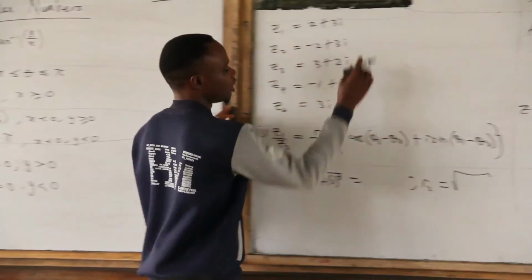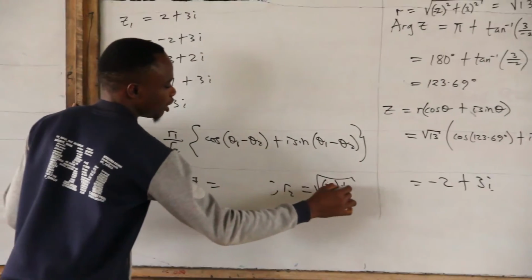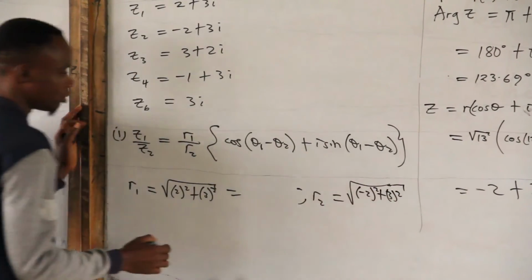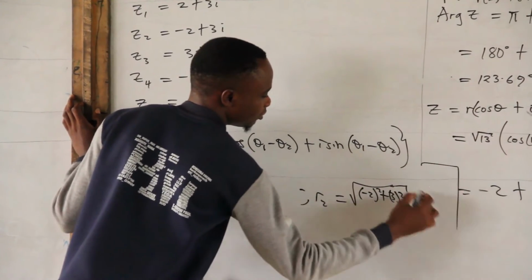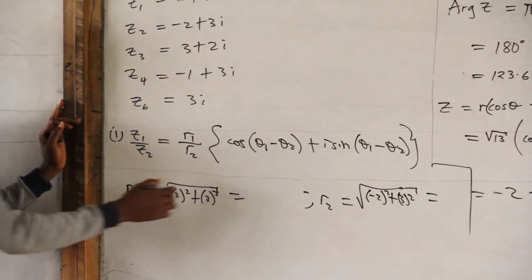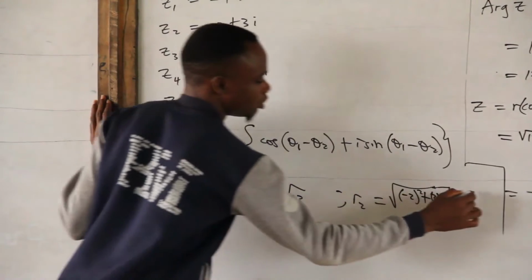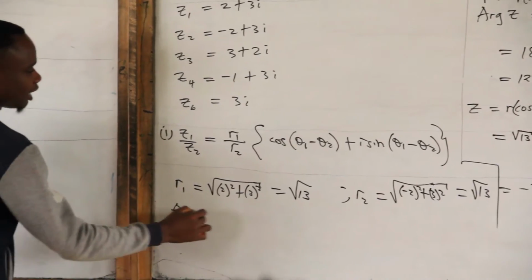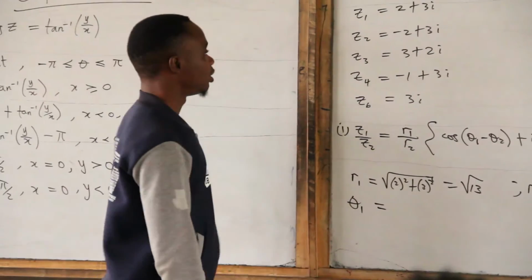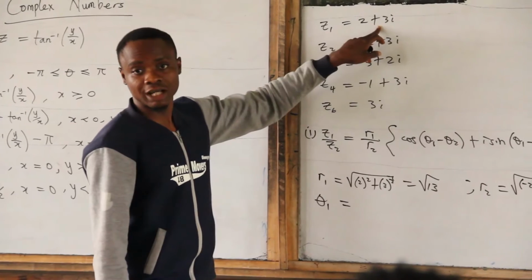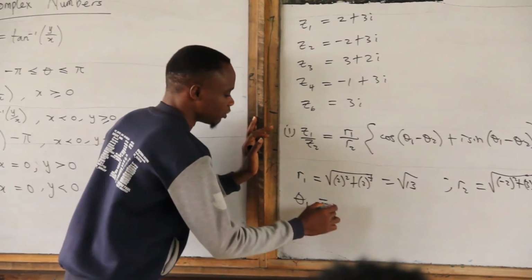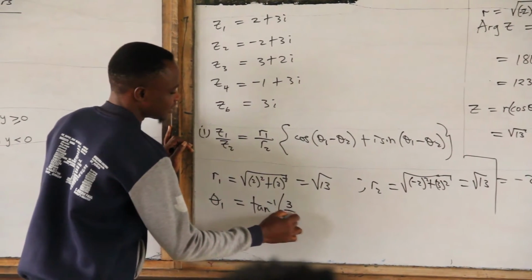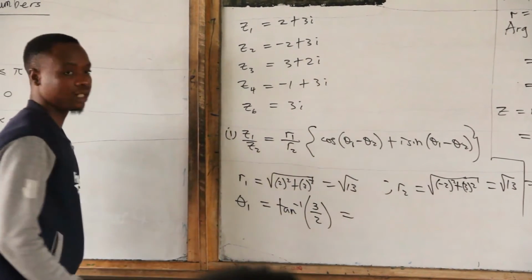So this is going to be minus 2 plus 3 all squared. What does that give you? The first one, root 13. This one is also root 13. So we can get the argument for the first one. Theta 1, we know it's in the first quadrant, so this is equal to the tan inverse of y over x, that's 3 over 2, whatever angle you get from that.